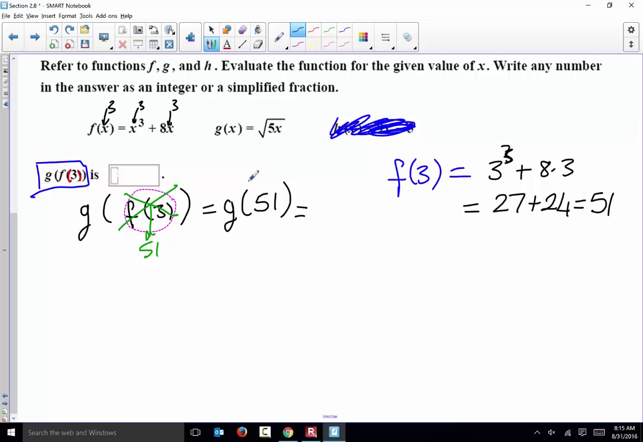How do I compute G51? We enter 51 in X in the G formulation, and that will make this 3 times 17, but it won't matter.